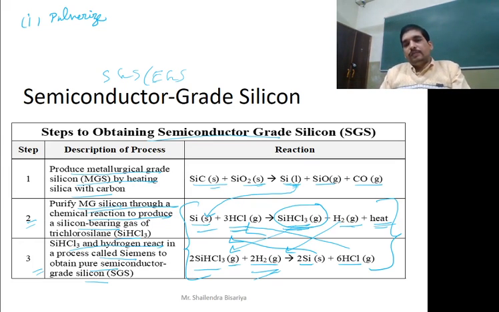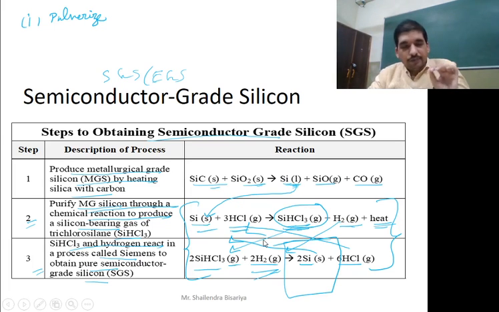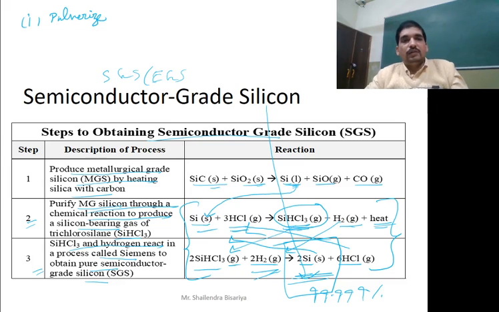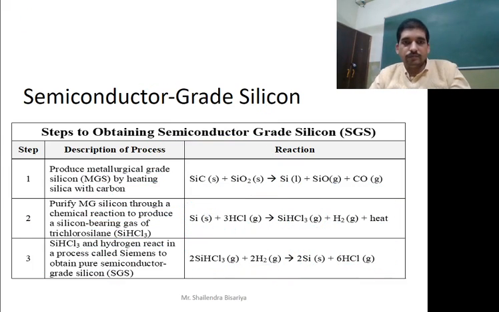Okay, and finally we obtain this 2Si as written here. Finally we obtain this silicon which is the purest form of silicon. Even this SGS which we obtain is a pure form of silicon. We can say that it is 99.999% purified silicon, that is known as electronic grade silicon. So now see how we obtain EGS in the third step using CVD, the chemical vapor deposition process. Let us see this third step.